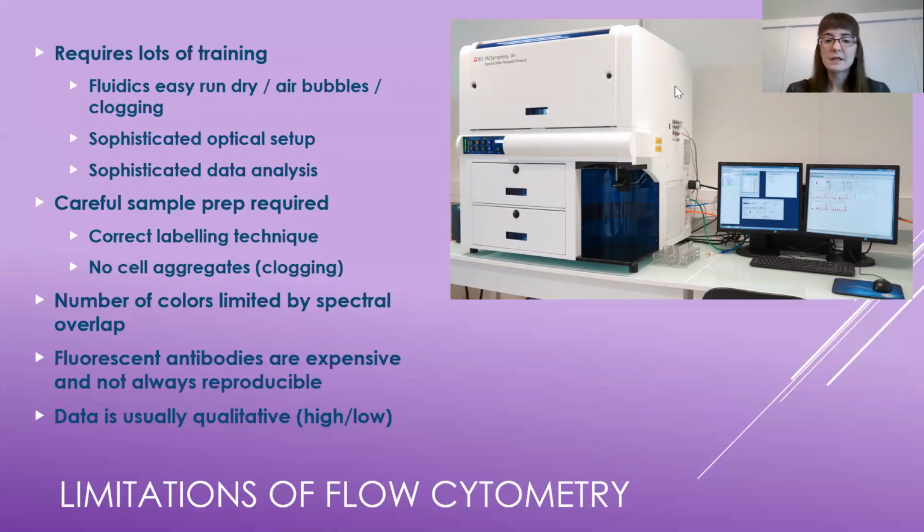And finally, the data here is usually qualitative, meaning we can tell if a cell has high levels of a particular antigen or low levels, but it's very unusual to use this to quantify, say, the concentration of a protein on the surface of a cell. It is possible to do that, but it's usually not done because of the nonlinearity of the fluorescence measurement under typical conditions.